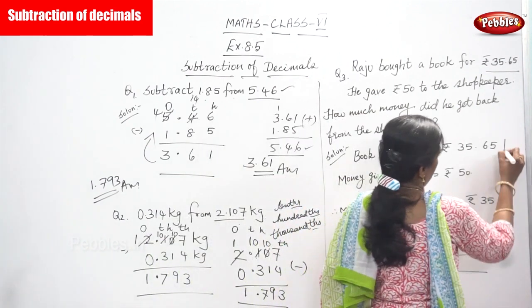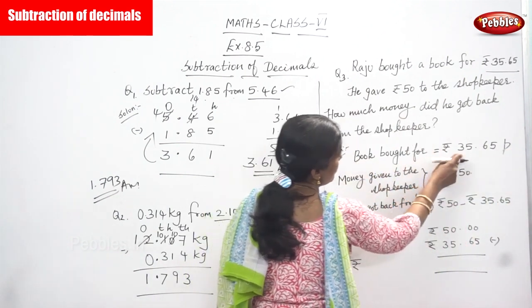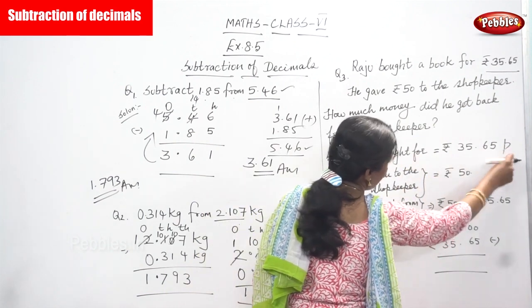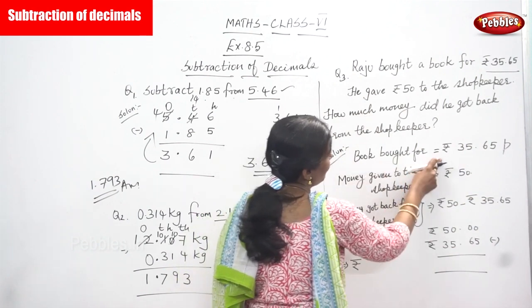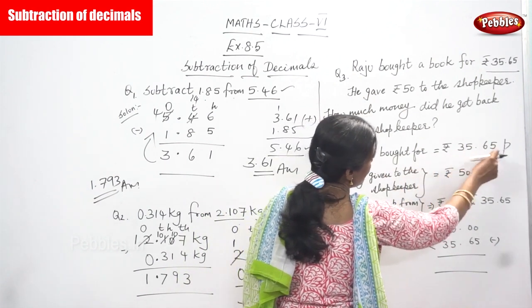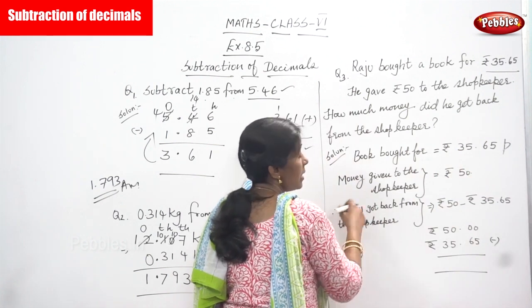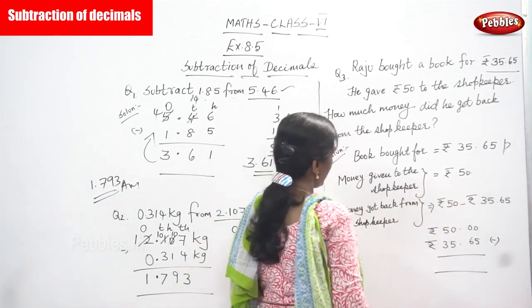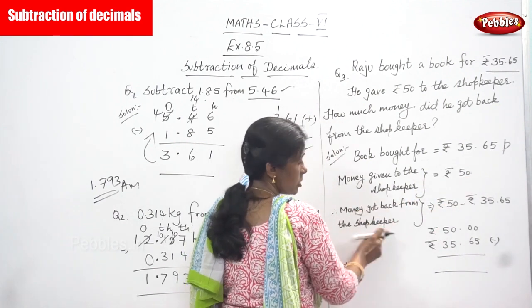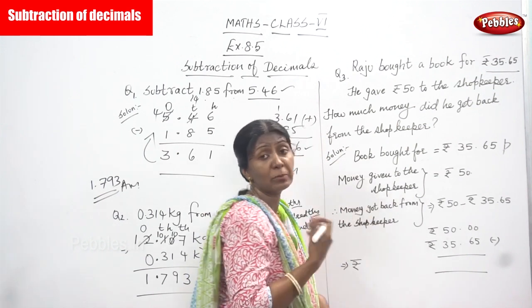The cost of a book is rupees 35.65, that is 35 rupees 65 paise. And after that, what are you going to do? Money given to the shopkeeper. Raju has already given the money to the shopkeeper, that is rupees 50. Therefore, money got back from the shopkeeper. So you have to find out the remaining money.